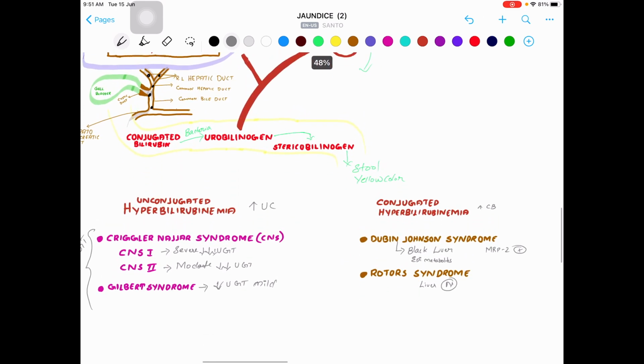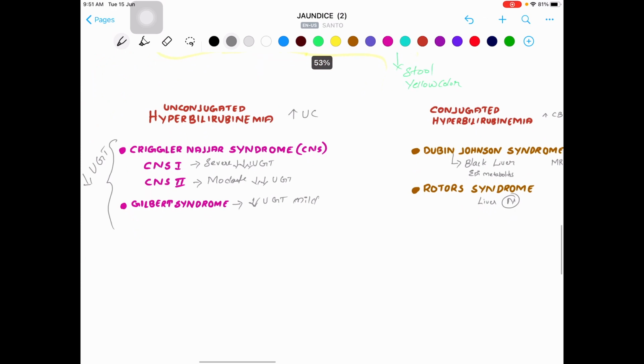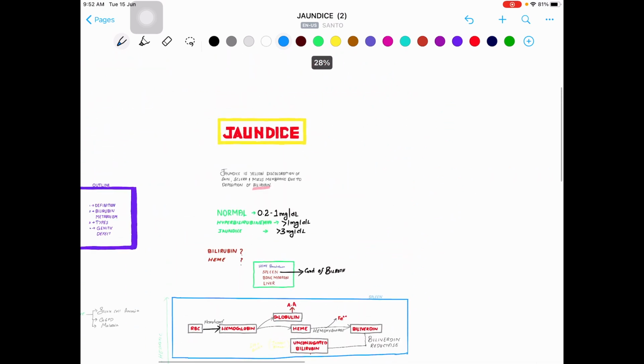This is actually what happens in all these genetic conditions. All these, Crigler-Najjar syndrome, Gilbert syndrome, Dubin-Johnson syndrome and Rotor syndrome, are autosomal recessive diseases, right? Autosomal recessive diseases.